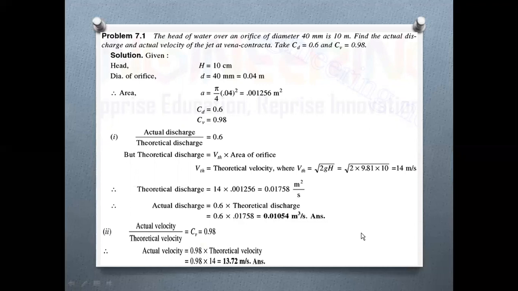Now CV equal to actual velocity upon theoretical velocity, that is 0.98. Hence actual velocity is equal to 0.98 into theoretical velocity, which is equal to 13.72 meter per second, and this is the actual velocity of the flow.